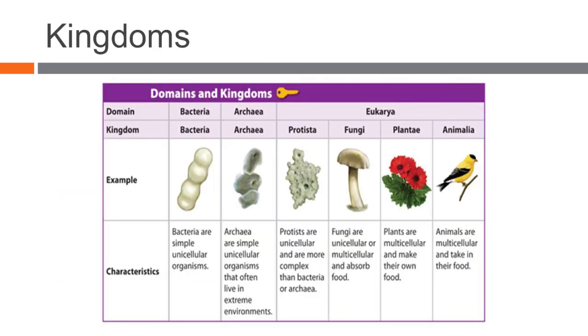So as a review, we have 3 domains that we deal with in microbiology, and of those, 2 of the domains are prokaryotes and 1 is a eukaryote. In the eukaryotic domain, we have 4 different kingdoms that you're going to be working on in class.